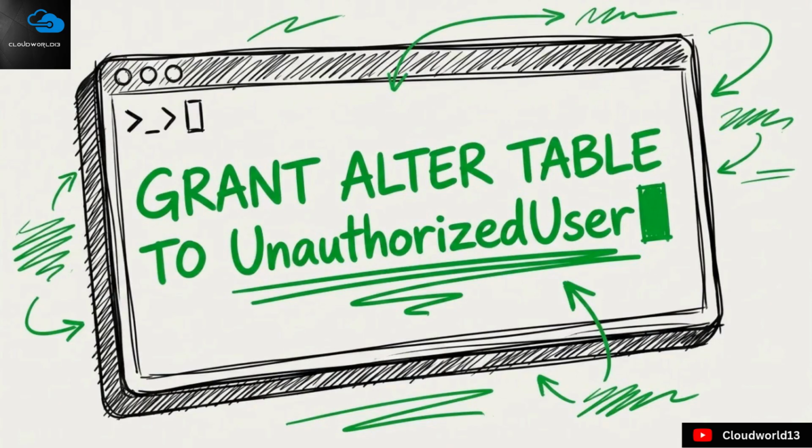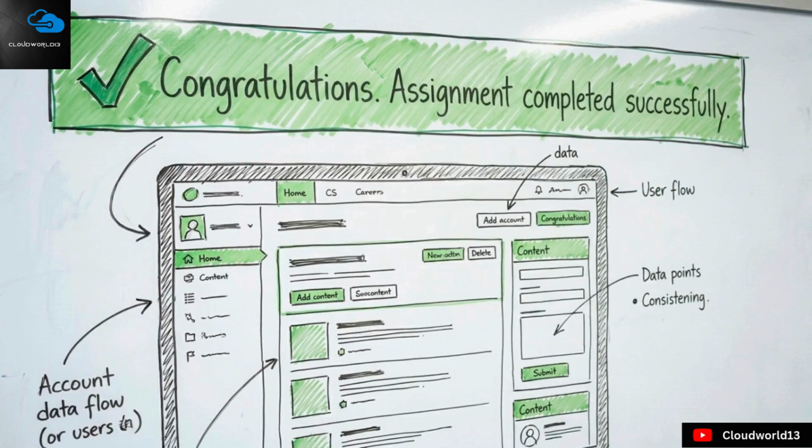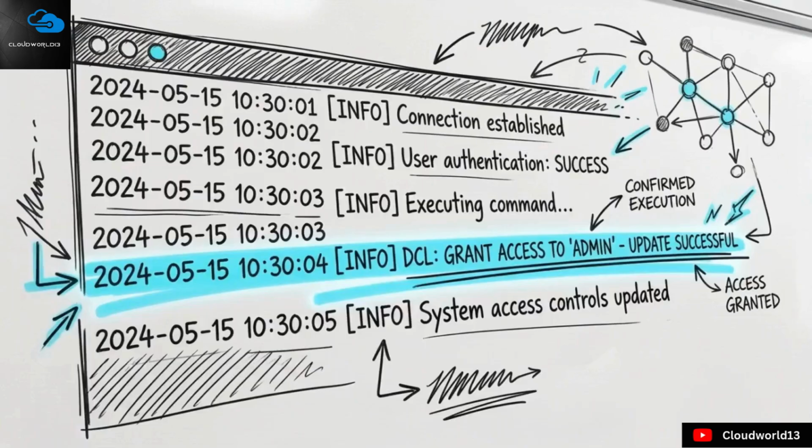Go ahead and enter the command grant alter table to unauthorized user. This syntax tells the database to let that specific group make structural changes. Click Submit, and a congratulations message appears. This confirms our payload was executed by the database engine exactly as written, permanently modifying its internal access controls.